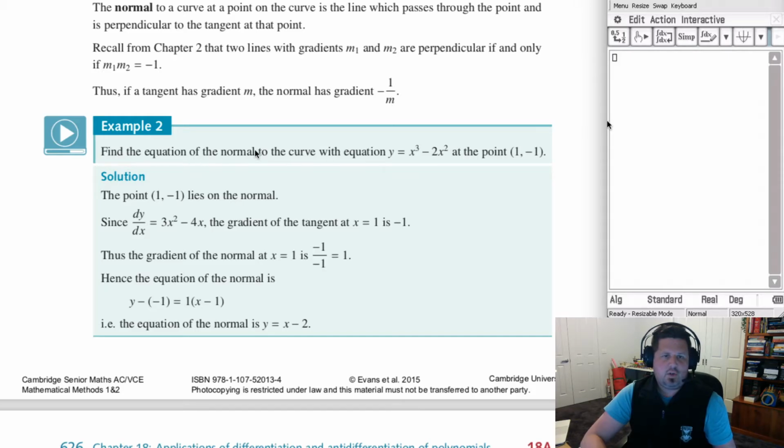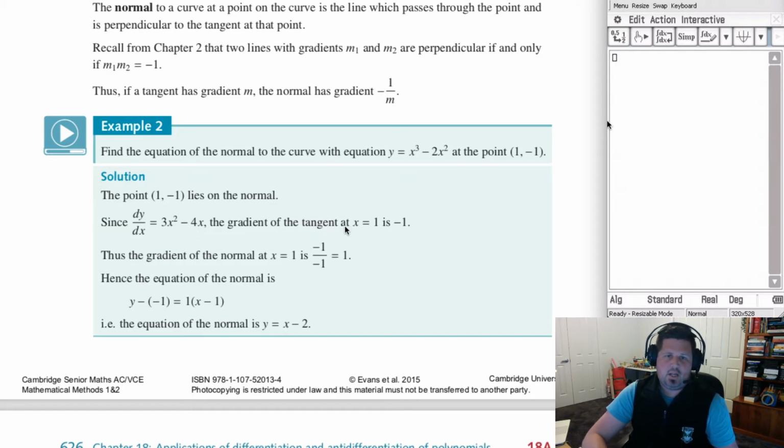It says here, find the equation of the normal to the curve x cubed take away 2x squared at the point (1, -1). Good news is they've already given you the x and y coordinates. You don't need to substitute in to find that. They saved you a bit of work there. First things first, we need to work out the derivative of this function. The derivative of x cubed take away 2x squared is 3x squared take away 4x.